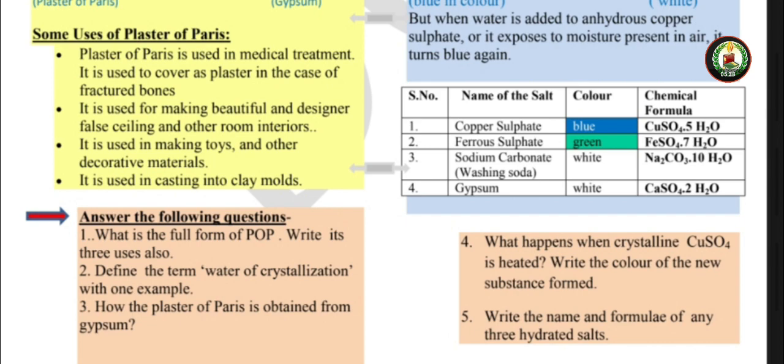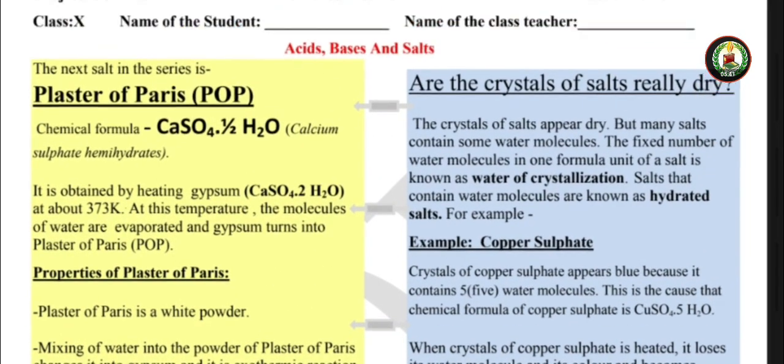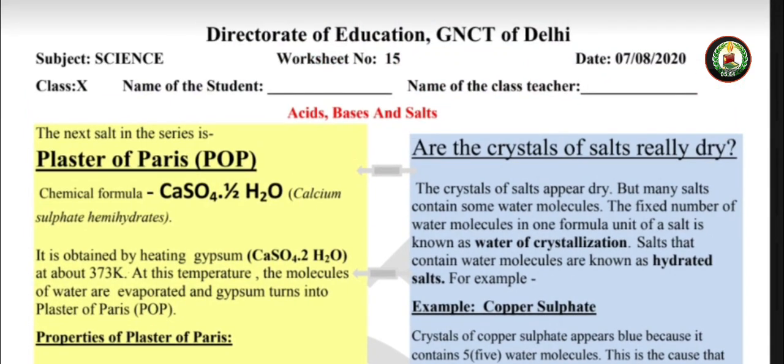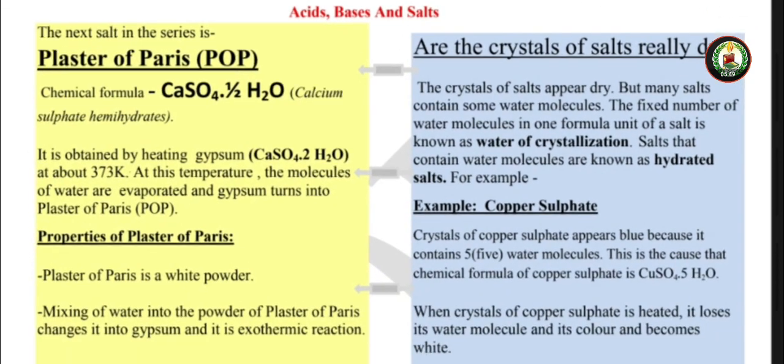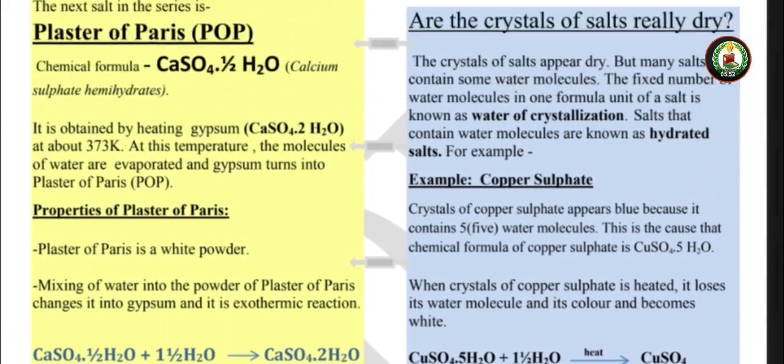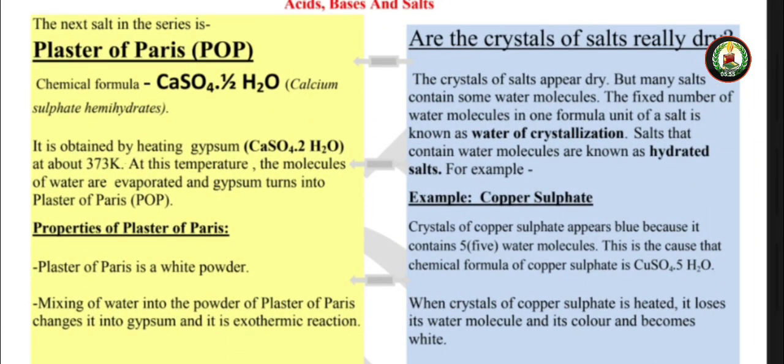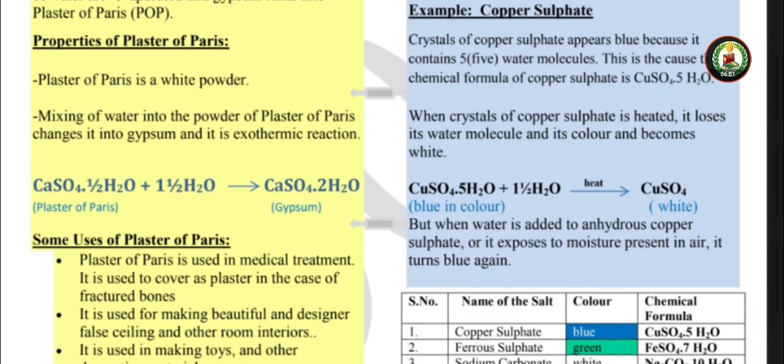That's very nice, students. I think you got the worksheet fully in your mind and you can understand every aspect of the worksheet, like about POP, about gypsum, about uses and properties of POP, and what is water of crystallization, what are hydrated salts which contain water molecules, and what are anhydrous or dehydrated salts which do not contain water molecules, and why the copper sulfate color changes from blue to white. Because when we heat the copper sulfate crystals, they lose water molecules and the color changes from blue to white.